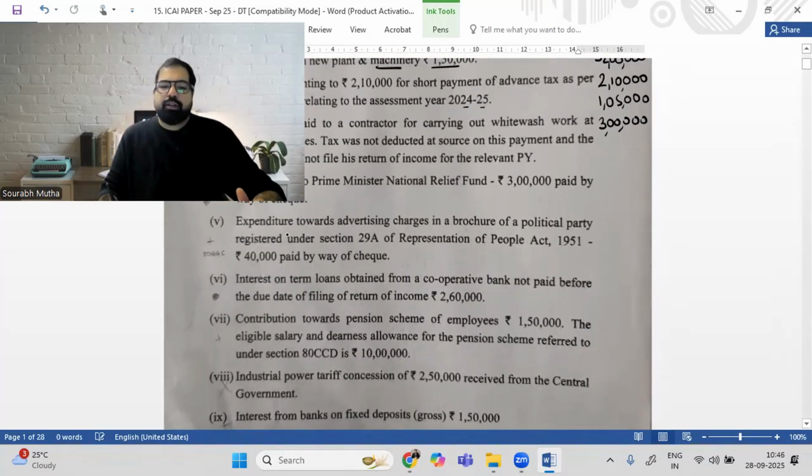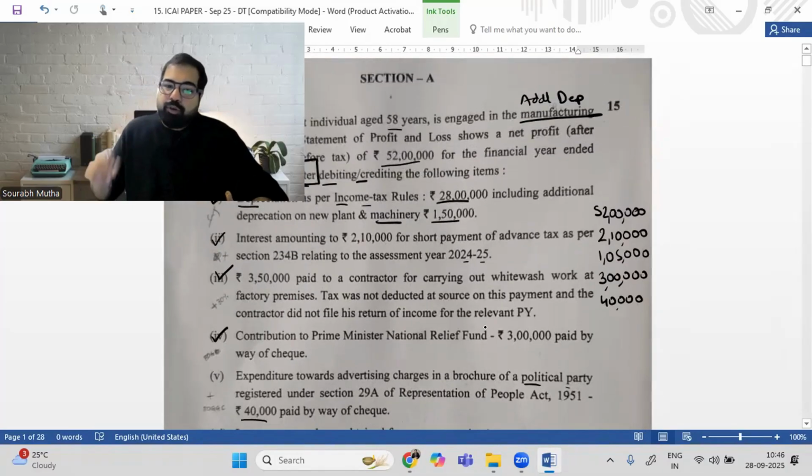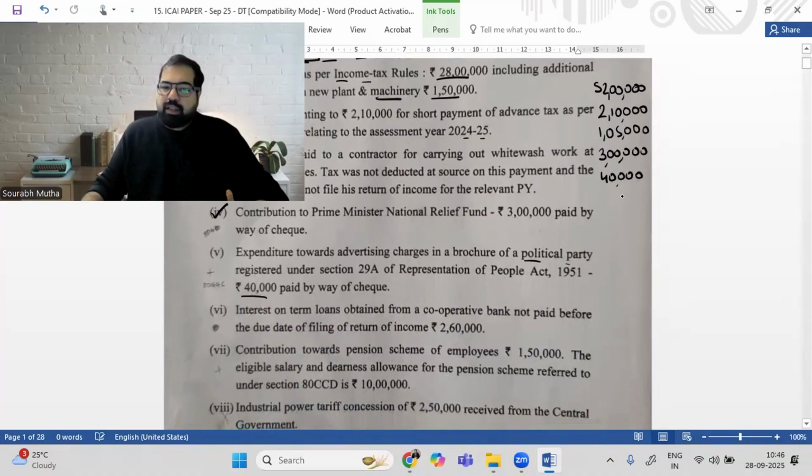This one is also done. Expenditure towards advertising charges on a brochure of a political party is not allowed. You minus 40,000. I'll have to add it back. And is this, sir, available under 80GGB, GGC? Yes, it's available under 80GGB, but only to companies. This guy is an individual. This is not allowed there. So this is unfortunately disallowed.